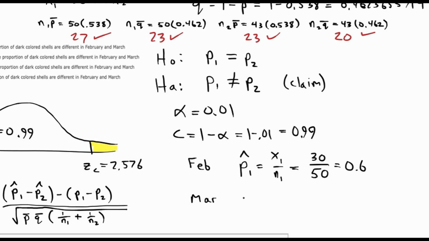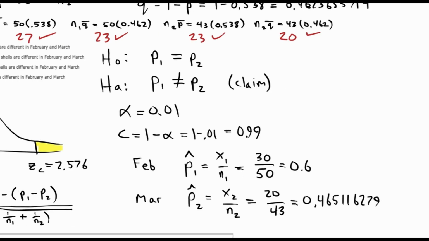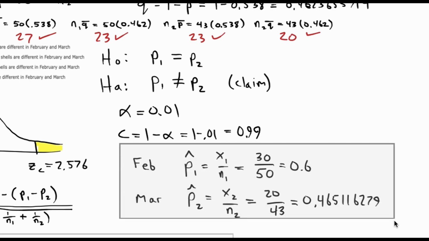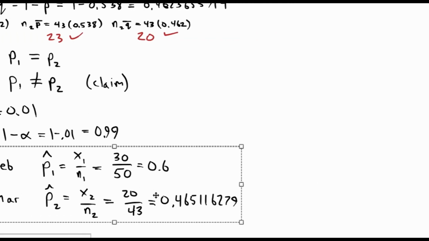And then March, we have P2 hat equals X2 over N2. And X2 was 20. 43 clams were collected that month. And I get that. So there's definitely a difference in the proportions, and that's what they're talking about when they say find the point estimate. They want to find the difference between these two proportions.